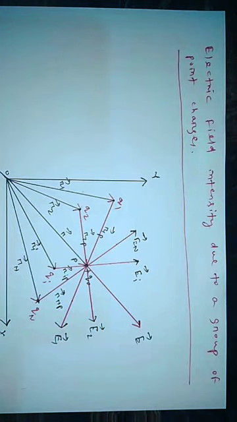So this is a very important long question. Electric field intensity due to a group of point charges. If in a system there are a number of charged particles, then what is the electric field intensity at a point due to other charges? What is the electric field intensity acting at a point due to other charges? We will calculate.